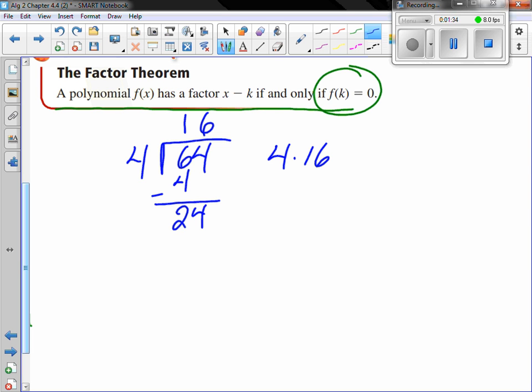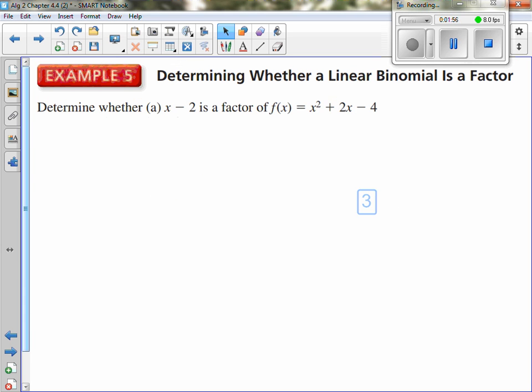So the first thing we're going to do is determine if the binomial, the x minus k, is a factor of the polynomial. If it is, awesome. And that's all we're going to do here at first. So are there any questions on this factor theorem so far? If it has a remainder of 0, it is a factor.